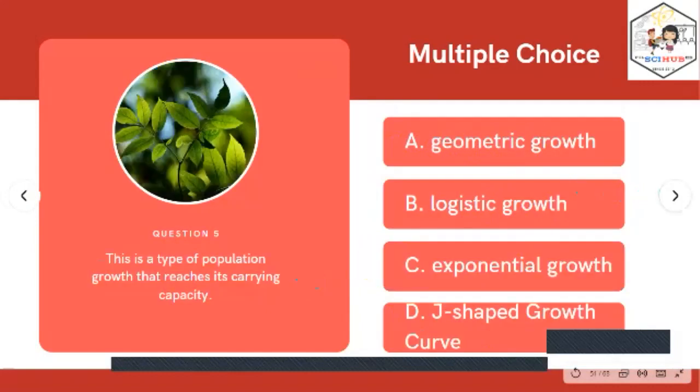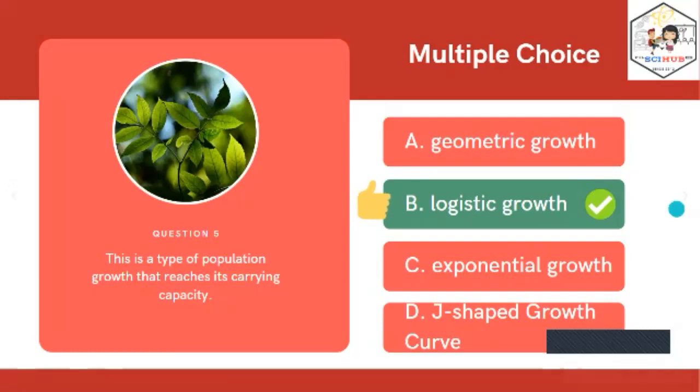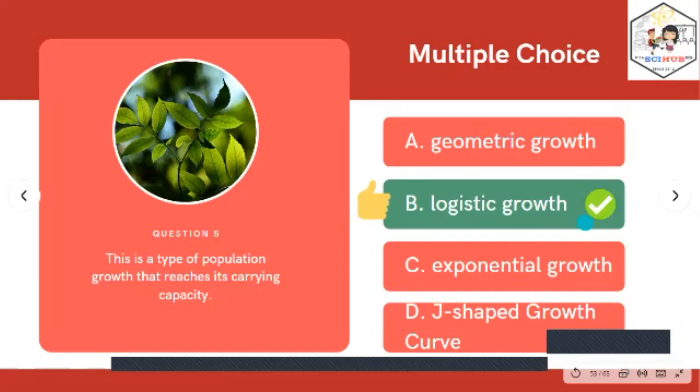Next, question number 5. This is a type of population growth that reaches its carrying capacity. The choices: A, geometric growth, B, logistic growth, C, exponential growth, and D, J-shaped growth curve. So if your answer is letter B, you're correct, logistic growth. So sa logistic, dito lamang yung may carrying capacity. And yung tatlong choices dito, iisa lang sila, yung geometric, exponential, and J-shaped growth. So in general, they are exponential growth curve.